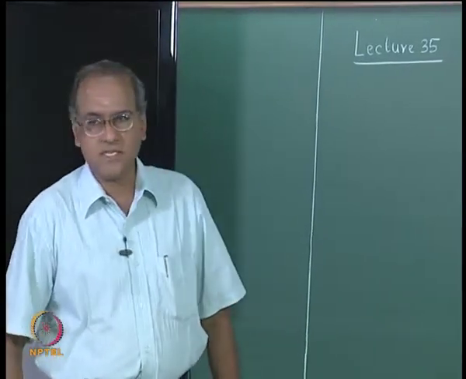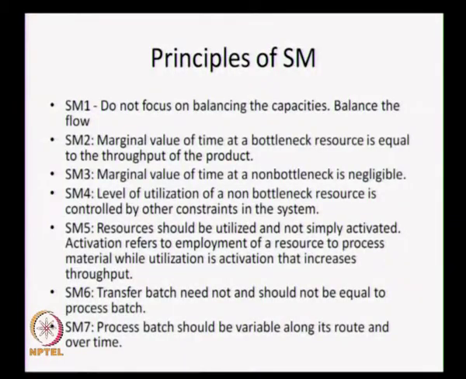The sixth principle essentially says that the transfer batch need not and should not be equal to the process batch. If the transfer batch is equal to the process batch, then machines wait for a longer period for material to arrive, and non-bottlenecks can become capacity constrained resources.